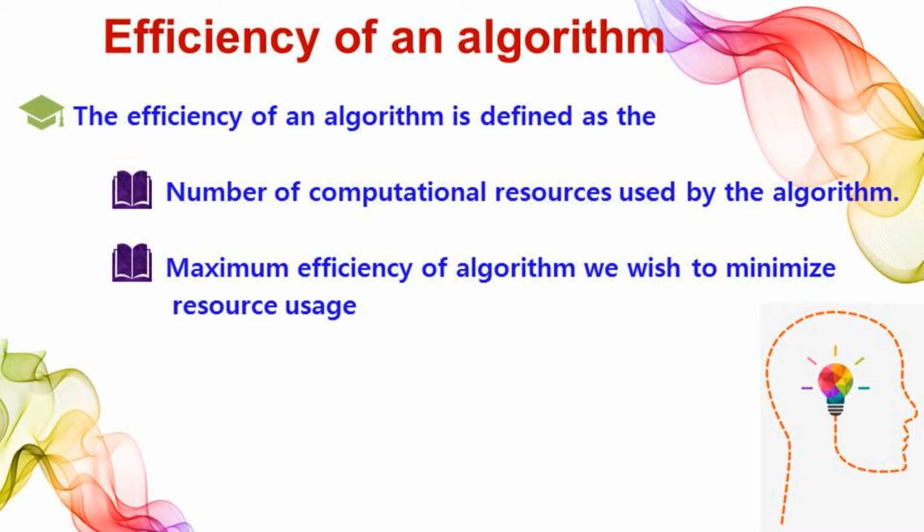Efficiency is defined as the number of computational resources used by the algorithm. For maximum efficiency of an algorithm, we wish to minimize the resource usage. The important resources such as time and space complexity cannot be compared directly. So, time and space complexity would both be considered for algorithmic efficiency.